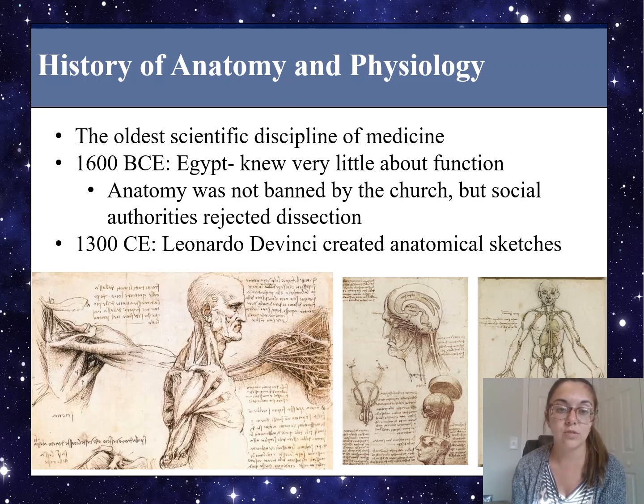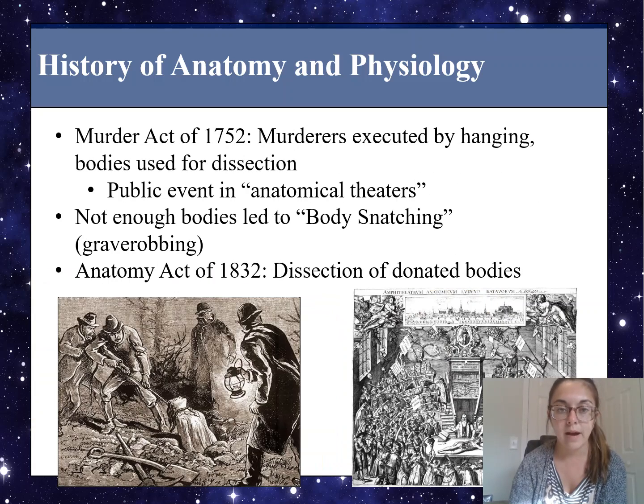Now let's look at 1300 CE. Leonardo da Vinci created anatomical sketches, and you can see the examples of those sketches are very detailed. Now, the Murder Act of 1752 is when murderers were executed by hangings. Now, after the hangings, the bodies were used for dissection. And it was actually a public event that people would go to, and they would be able to watch dissections of murderers. Pretty crazy. There were actually theaters. And you can see that in the picture on the right side, theaters that people went to watch this publicly.